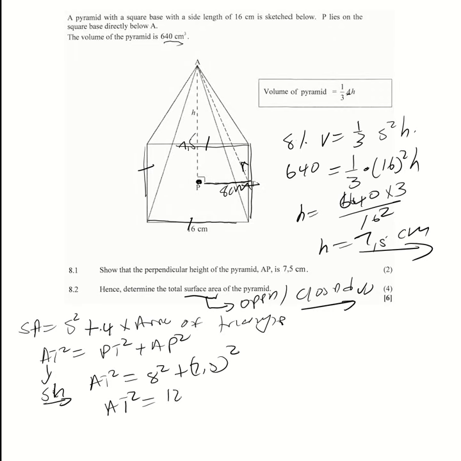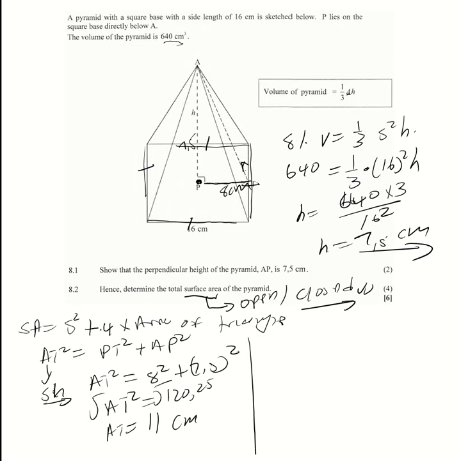120.25. So I apply the square root. I need the square root of 120.25. So that is 10.96, which I'll write as 11 centimeters.